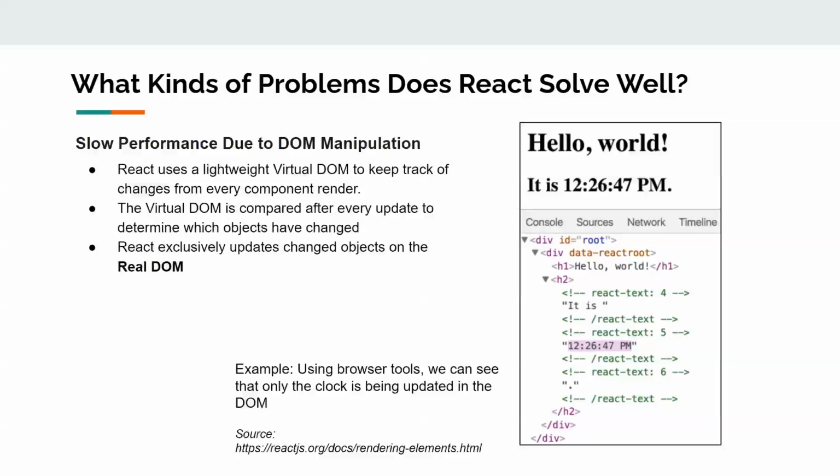React is used to remedy slow performance due to DOM manipulation. React keeps a lightweight virtual DOM to keep track of changes after every component render. The virtual DOM is then compared after every update to identify which objects have changed. And on the real DOM, React can then exclusively update the changed objects. The example on the right shows this concept in action. Using browser tools, we can see that only the clock is being updated in the DOM.